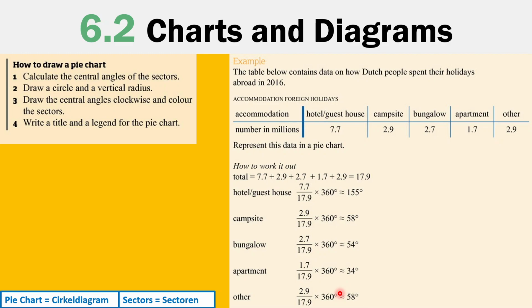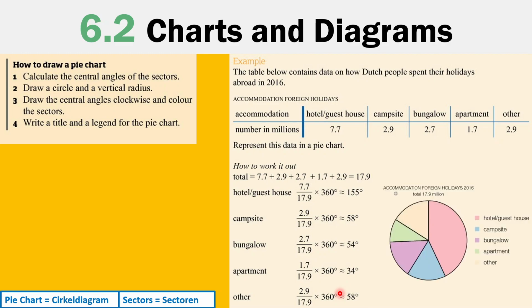Now draw a circle, draw a vertical radius, that's step 2. And here it's difficult for me to show you how they did that, but they draw them all like this. This is your vertical radius, what you start with. Then they measured 155 degrees, that is this one. Then from here on out, they put their protractor here, and they measure 58 degrees. Then they draw 54 degrees, that's right here. Then 34 degrees and 58 degrees. And if you do that correctly, you will find this.